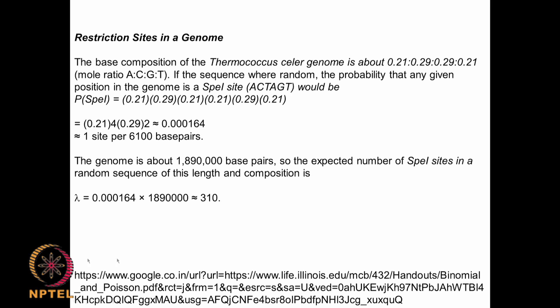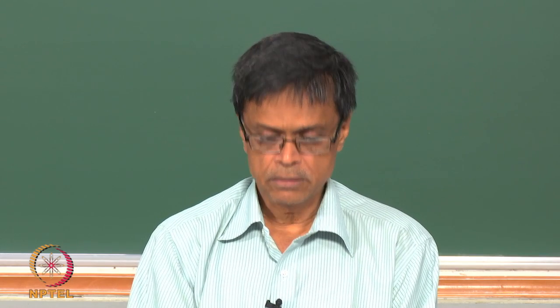This was taken from this particular site, and so we can do similar studies on genome sequences, and when you see a particular sequence, you can see whether it is a random event using a Poisson distribution or it is not a random event.